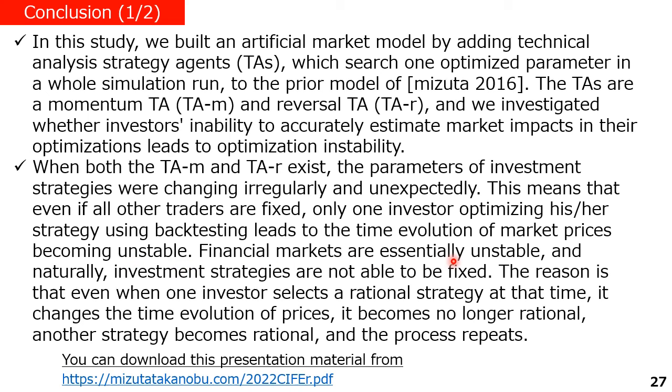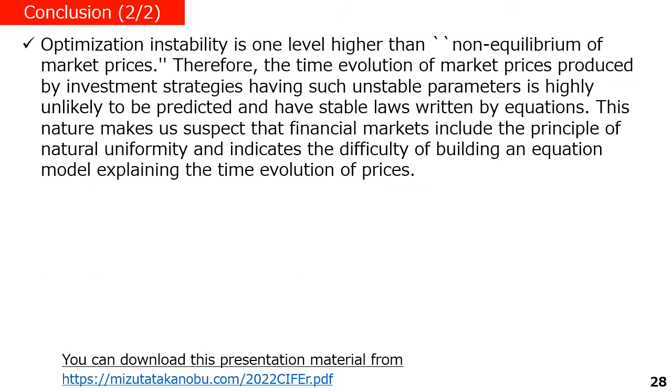Financial markets are essentially unstable, and naturally, investment strategies are not able to be fixed. The reason is that even when one investor selects a rational strategy at that time, it changes the time evolution of market prices. It becomes no longer rational. Another strategy becomes rational, and the process repeats. Optimization instability is one level higher than non-equilibrium of market prices.